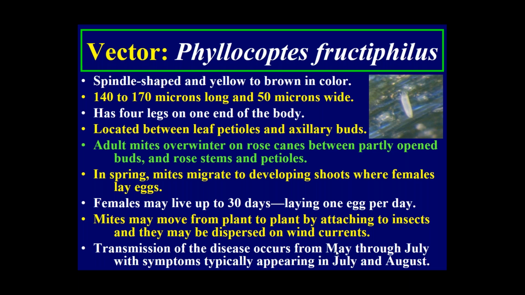Transmission of the disease occurs from May through July, with symptoms being expressed July through August. Now, that's not set in concrete, okay? Because plants will vary depending if they're stressed or not. And sometimes the latent period, or the expression of the viral symptoms, can occur several years after the plant has been infected by the eriophyid mites.